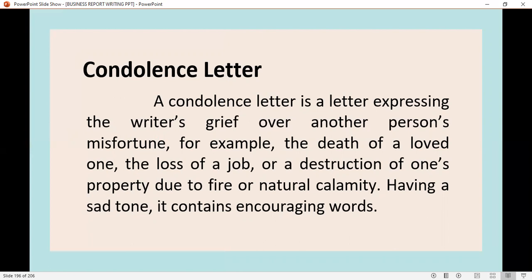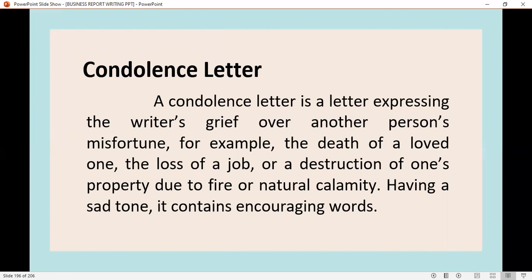Ay po, condolences. A condolence letter, so when you are sending your condolences, you are giving your sympathy, your empathy, and you are also grieving for the person, or something. It's a letter expressing the writer's grief over another person's misfortune. For example, the death of a loved one, the loss of a job. So, pag sinabing condolence letter, hindi lang po para sa namatay po ha.